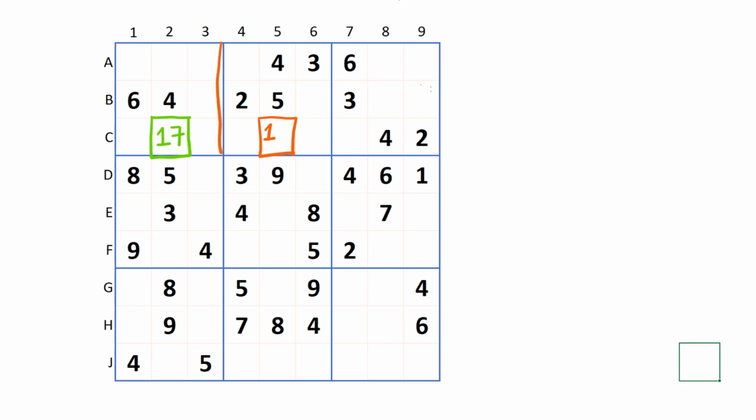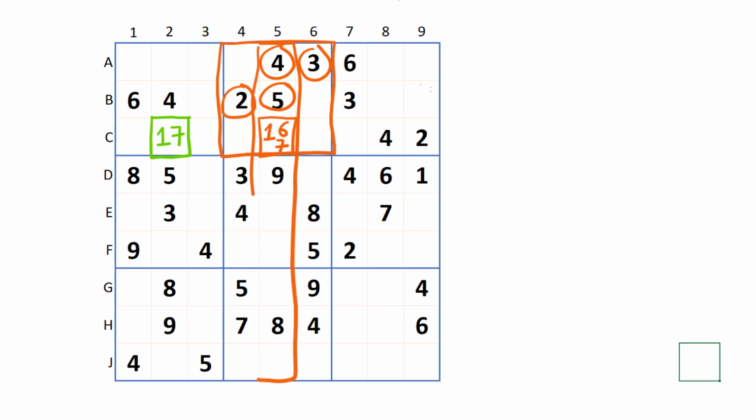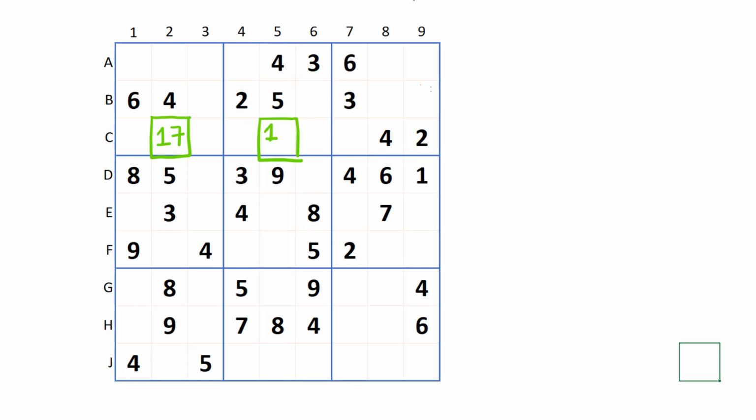Continue with cell C5. There is no number 1 in the row, column, or box. In the same box, the numbers 2, 3, 4, and 5 already exist. The numbers 6 and 7 do not exist in the same row, column, or box. The numbers 8 and 9 already exist in the same column as cell C5. Therefore, cell C5 can only contain one of the three numbers, 1, 6, or 7. Note the numbers 1, 6, and 7 are in cell C5.